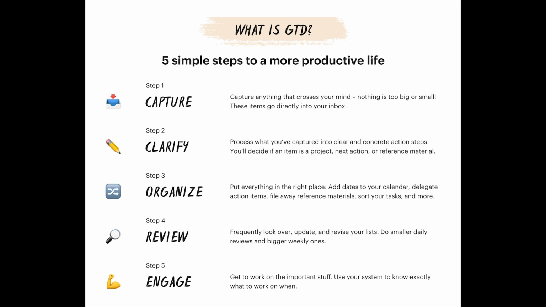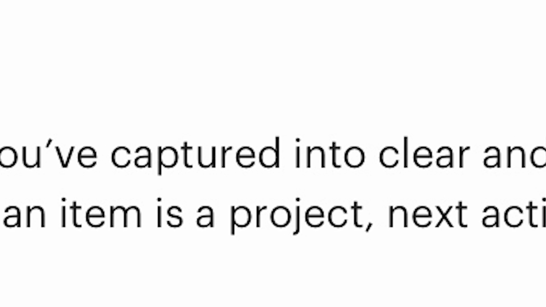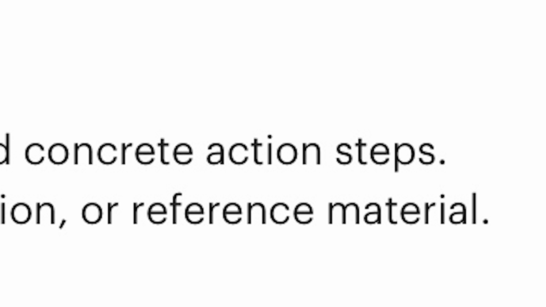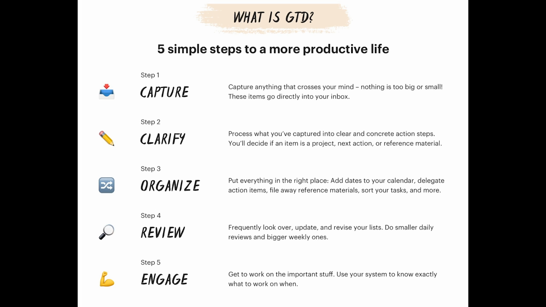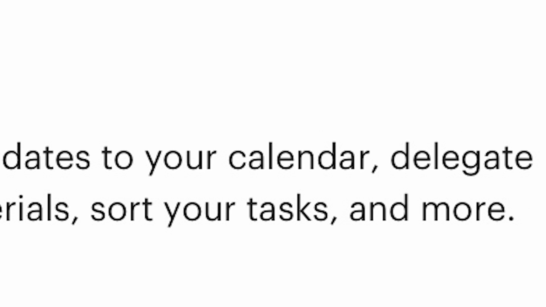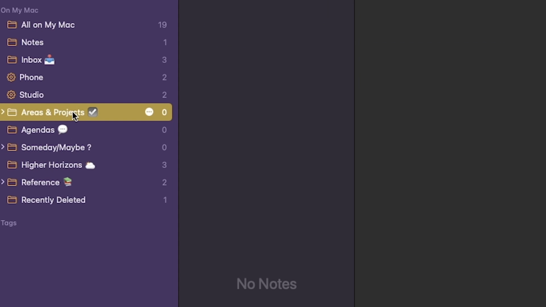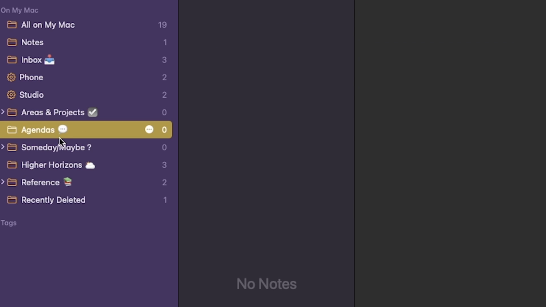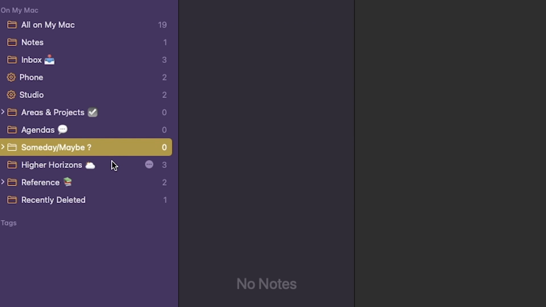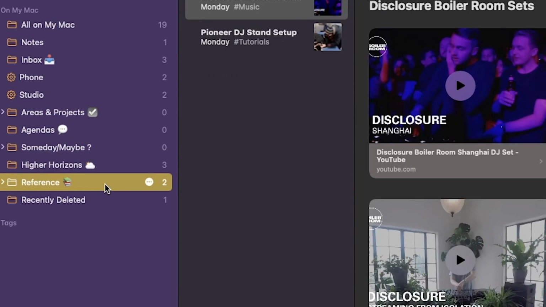In GTD, the natural next step after capturing is clarifying, where we assign meaning to whatever raw input we've captured in the inbox. A big part of clarifying, though, is moving it out of the inbox into different lists. So we're going to set those up first. Create the following folders in the following order: Areas and Projects, Agendas, Someday Maybe, Higher Horizons, and Reference.